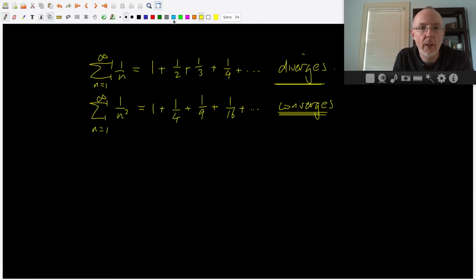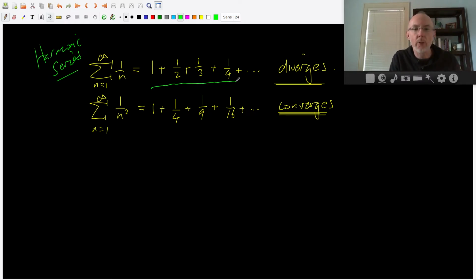Remember what we found? We looked at this harmonic series and we found that it diverges. And what that means is this does not converge to a finite number. As I keep adding values, this series just gets bigger, and the partial sums just get bigger and bigger and bigger without end.